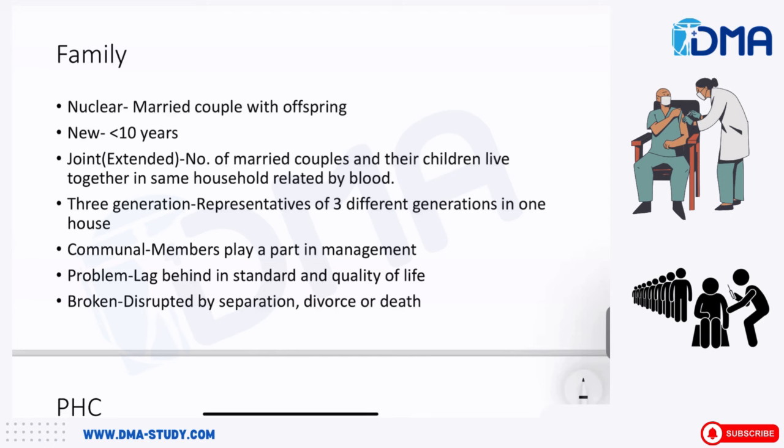In case of joint family or extended families, you have a number of married couples and their children, and they are living in the same household and are related by blood. In case of three generation family, you have representatives of all three generations in one house. In case of communal family, every member in the family plays an important role in the management of the house. Problem family is one where they lag behind the normal standards and quality of life. And broken family is where there is any disruption by separation, divorce, or death.